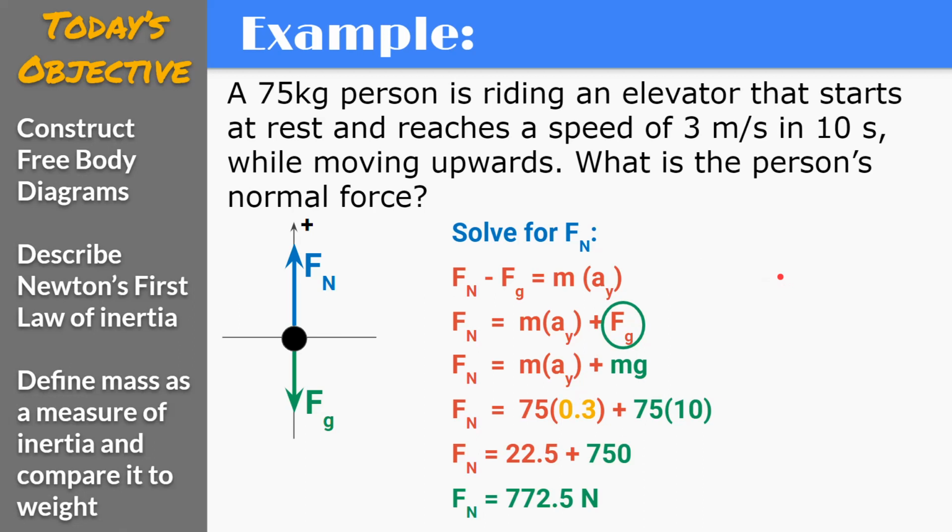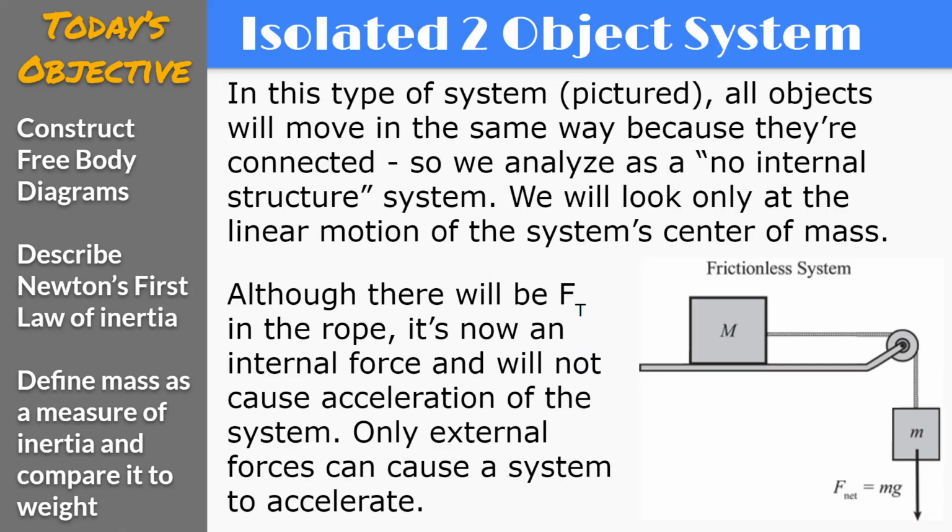Questions about the example? All right. So let's talk about an isolated two-object system. This type of system, like the one that's pictured up here, where you have, in this case, two blocks attached by a string going over a pulley.